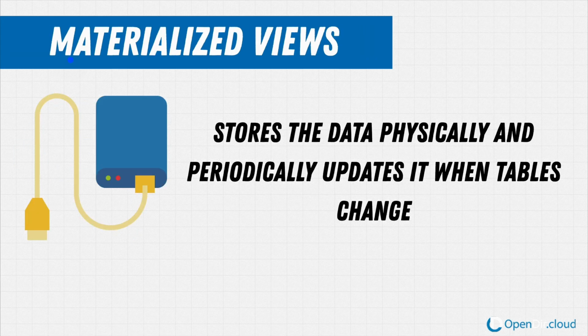Now, a materialized view, on the other hand, stores the data on the physical device. So whatever storage you're using, it stores the data physically and periodically updates it when the tables change. So if you insert, update, delete data from your table, periodically the view is going to look at whatever happened and it's going to update whatever it's stored for you for when the table changes. So those are the two types of core views that we will be looking at.